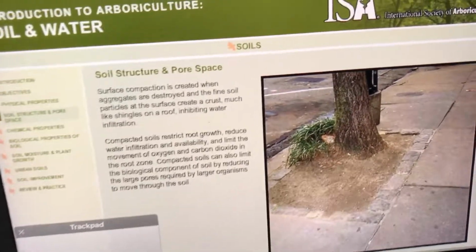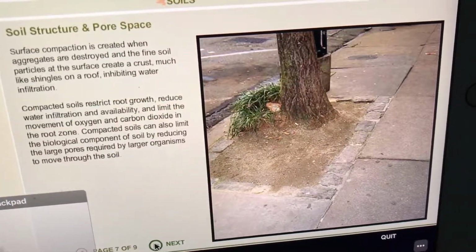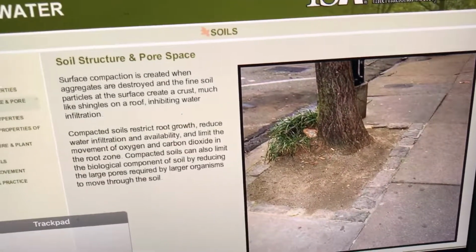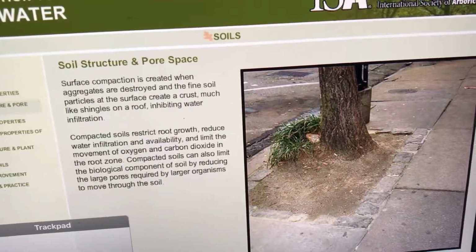Surface compaction is created when aggregates are destroyed and the fine soil particles at the surface create a crust, much like shingles on a roof, inhibiting water infiltration.